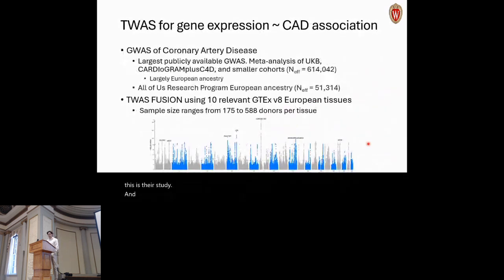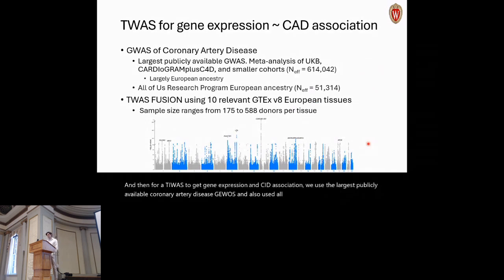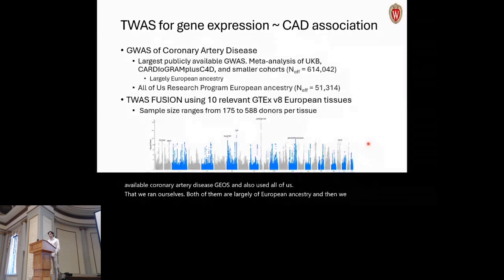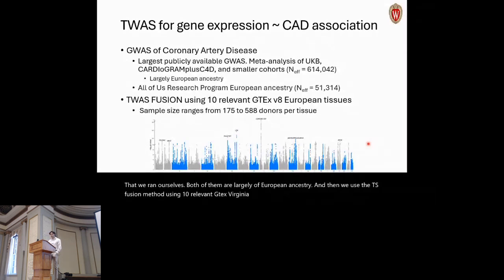And then for a TWAS to get gene expression and CAD association, we used the largest publicly available coronary artery disease GWAS, and also used All of Us GWAS that we ran ourselves. Both of them are largely of European ancestry. And then we used the TWAS FUSION method using 10 relevant GTEx V8 tissues with sample sizes ranging from about 200 to 500 donors per tissue.